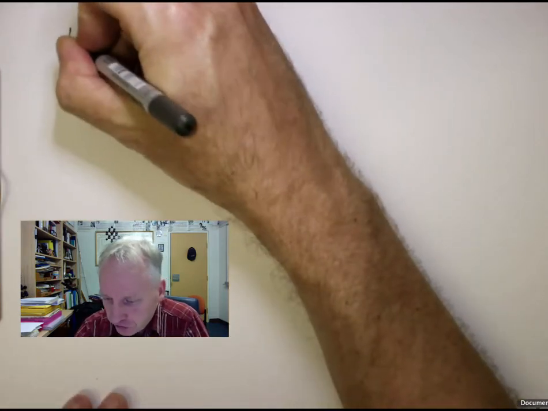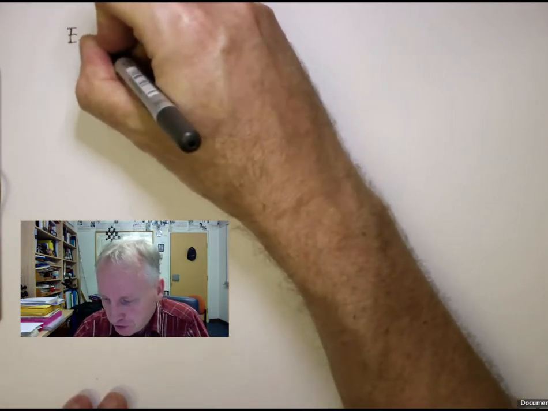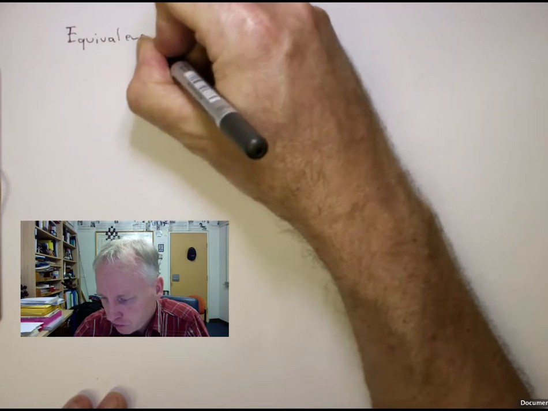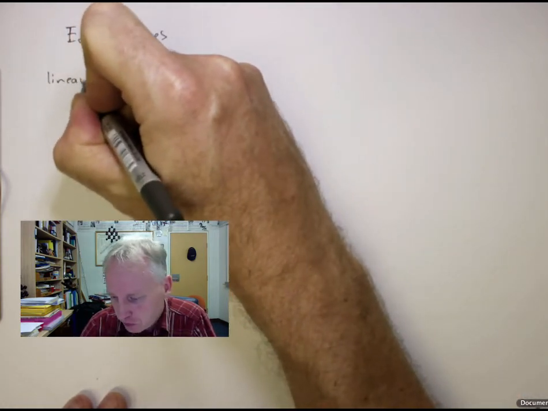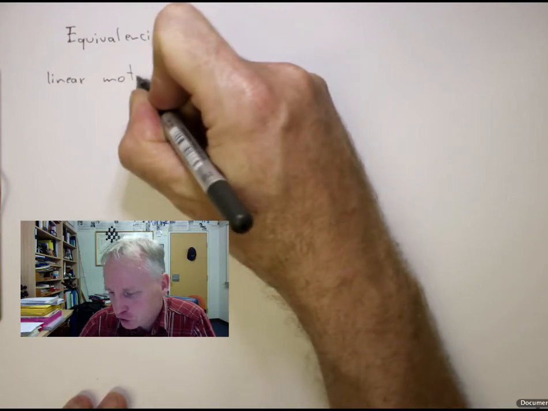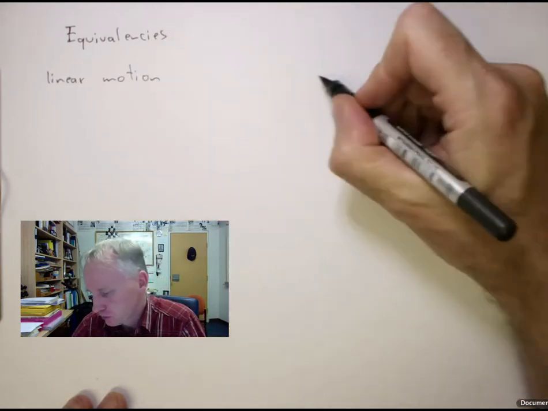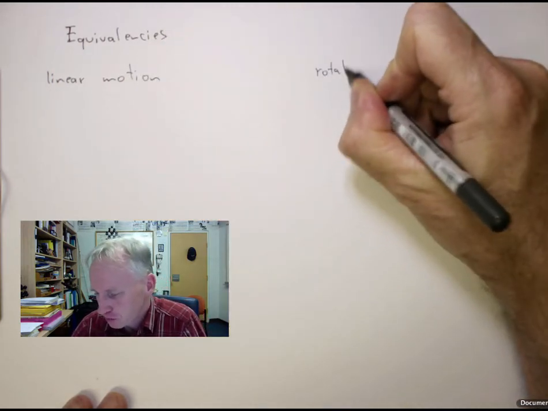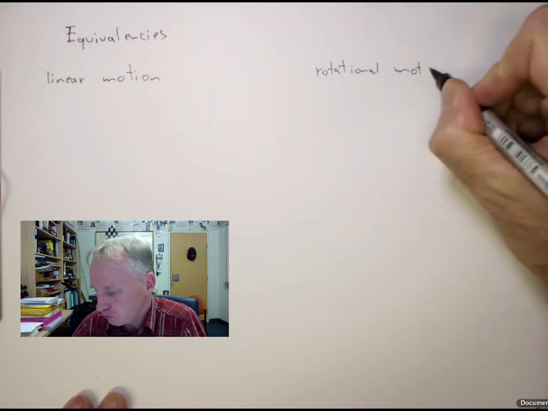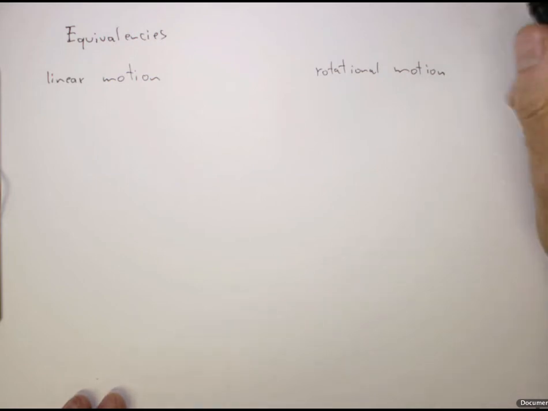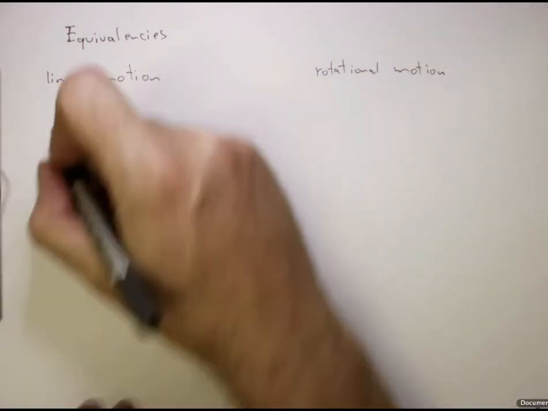We have already seen that there are some equivalencies between linear motion, which you have been introduced to earlier in this course, and rotational motion, which we are studying now. Let me list those and we discuss them.